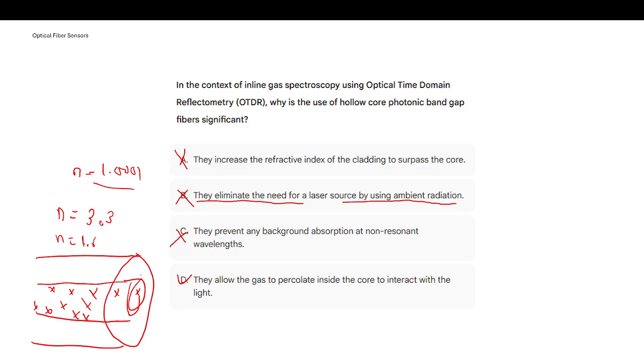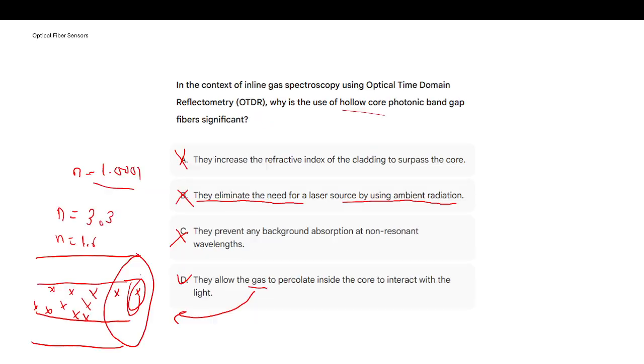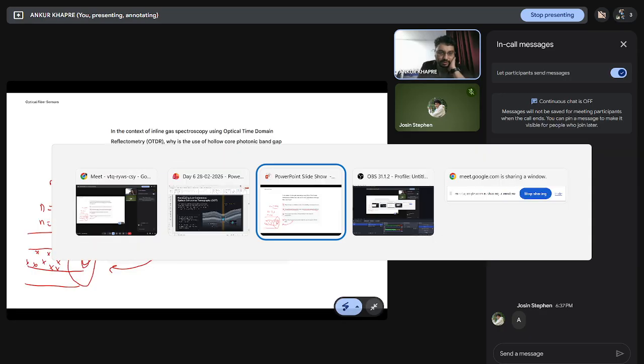So that's why this hollow core is used. It will let the gas go inside, and after that you will get the enhanced data compared to the normal. Next question. Did you understand what I am saying? Please be logical, so it will be useful for you. Moving towards the next question.